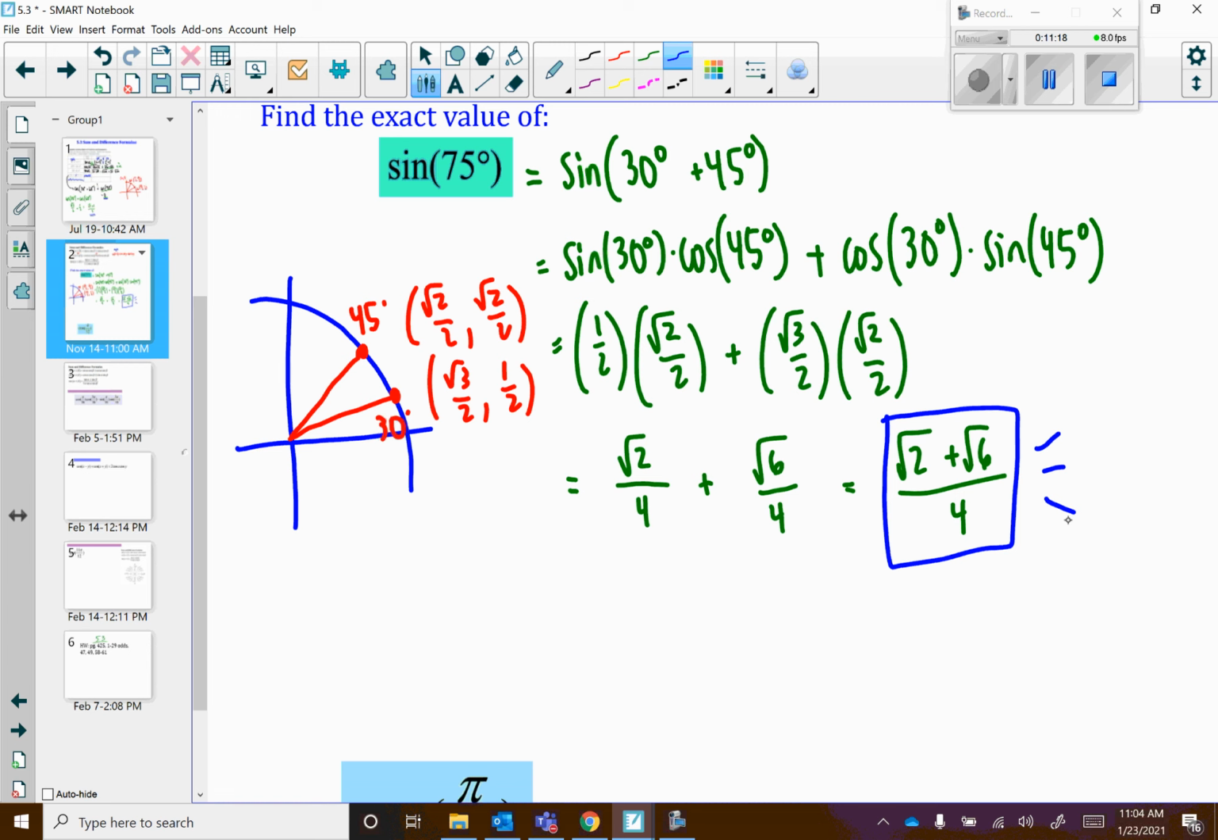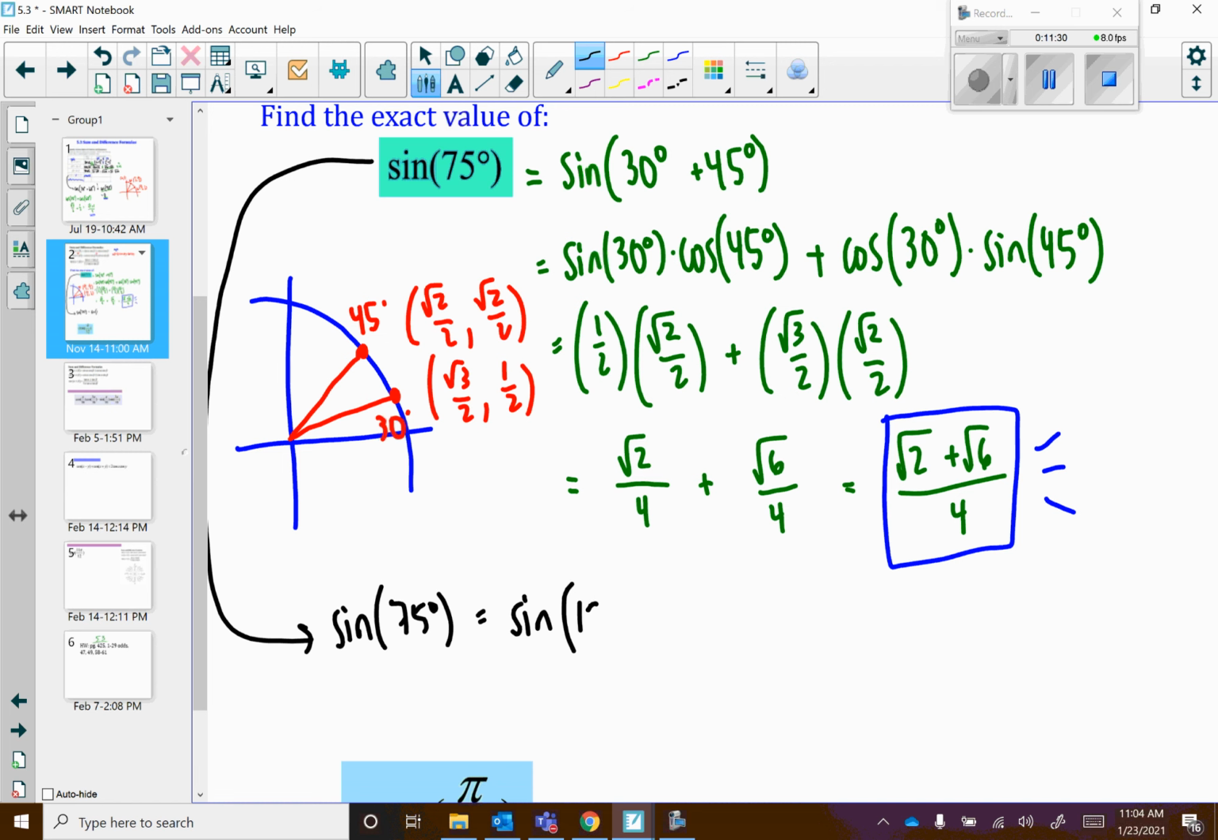Another thought I had while I was doing this is maybe you looked at 75 degrees and you thought, oh, I could write sine of 75 degrees as sine of 120 minus 45. Wait, that might not actually be right. Hold on. Nope, that's right. Sorry, I was second guessing my math skills. And this is also totally correct.